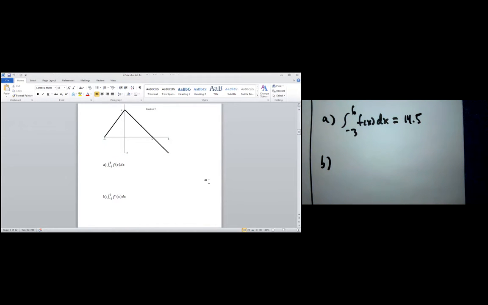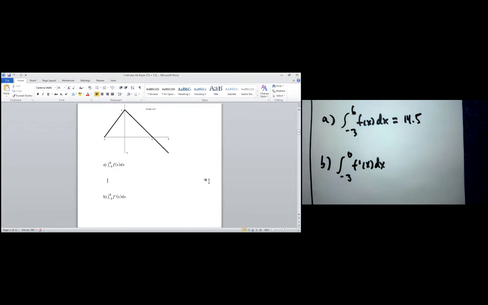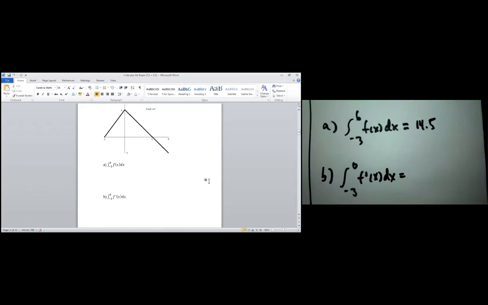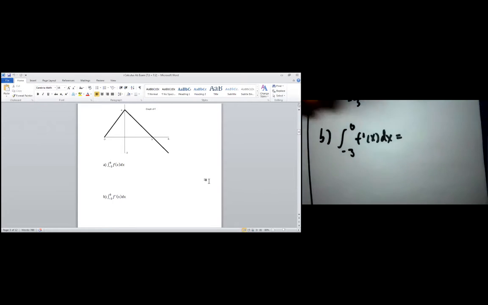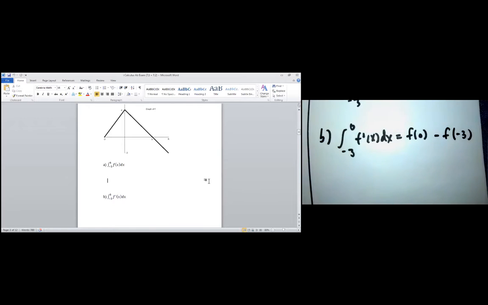Part B. Okay, this one's different now. It's the integral of f prime. I have the graph of f. These don't match up, so it's a different question. However, if you integrate f prime, this is a fundamental theorem question. This is FTC. If I integrate f prime, I'm going to get f. F of what? F of 0 minus f of -3.